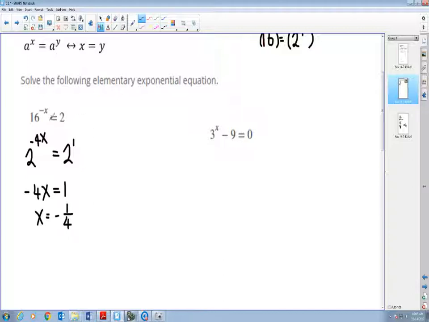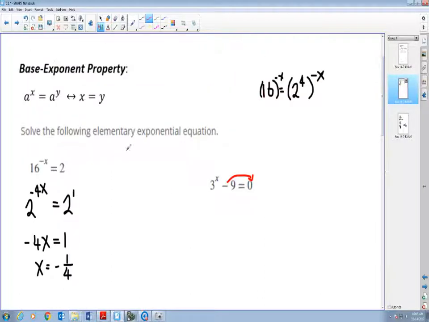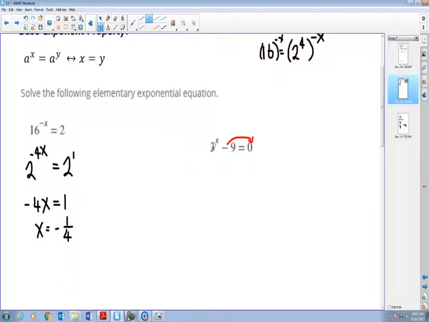Okay, solving for the following variables. Alright, let's try this one here on the right. I'm going to move my 9 to the other side, because remember, these problems are called elementary exponential equations, because each really consists of two terms. Okay, we just manipulate the exponents. This exponential equation consists of two terms. So this is going to be 3 to the x power equal to positive 9.